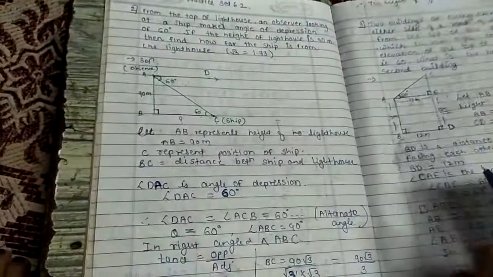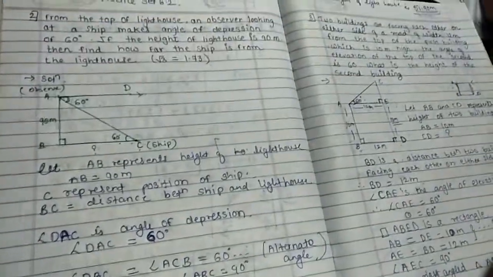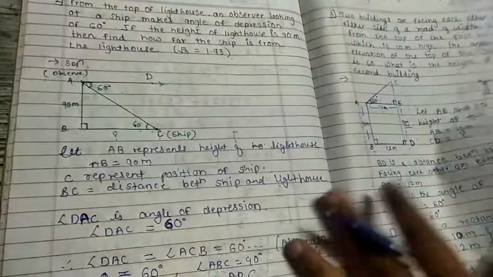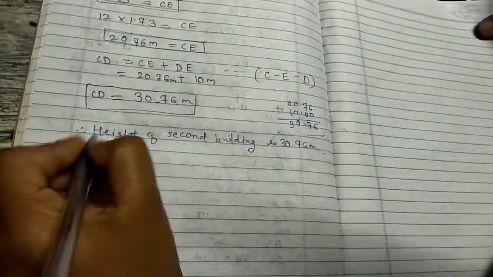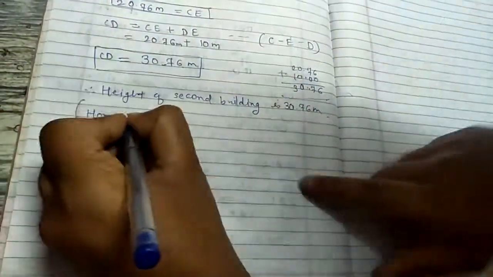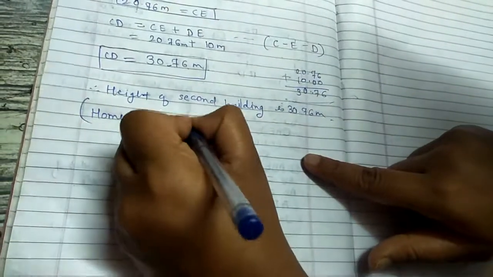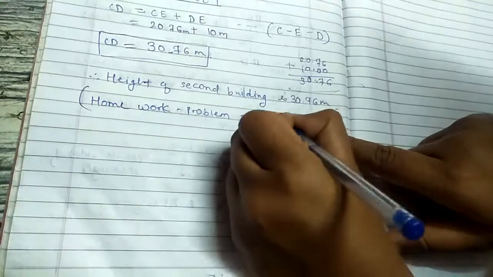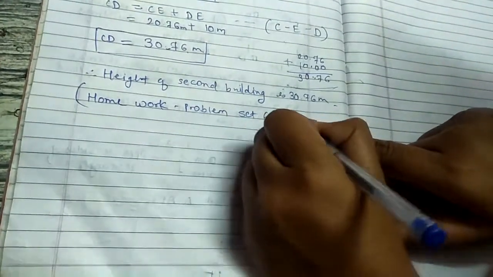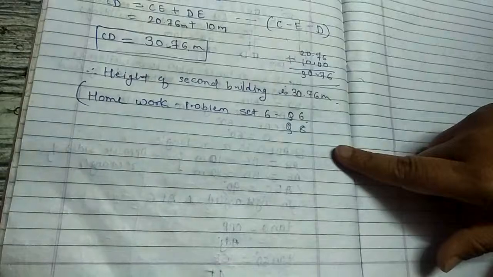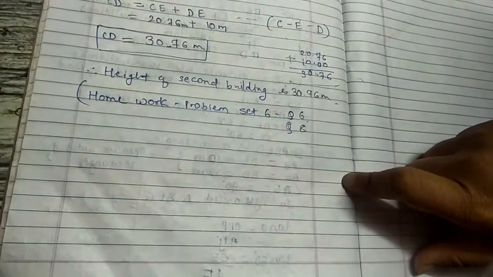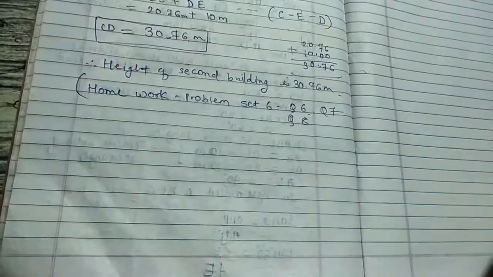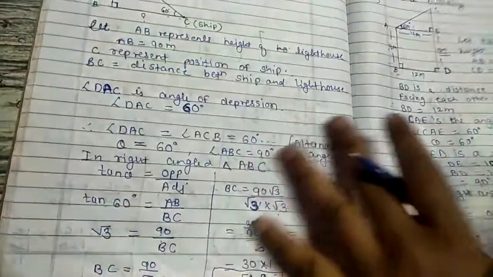Now from the problem set, question number 7 and question number 8 are similar to these two examples. So it is your homework. So your homework is what? Problem set 6, question number 6 and question number 8 is your homework. These two examples are the same as this one, and try to solve question number 7 also. Question number 7 is also similar to the second one.